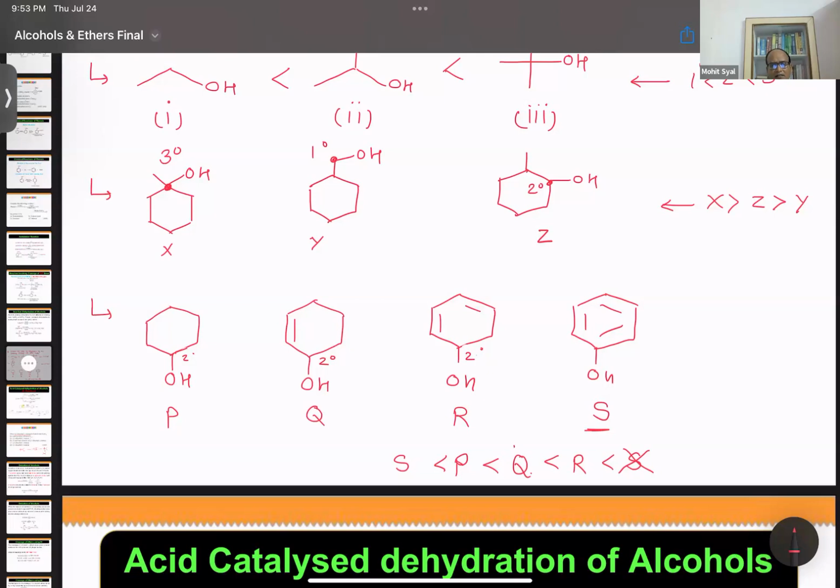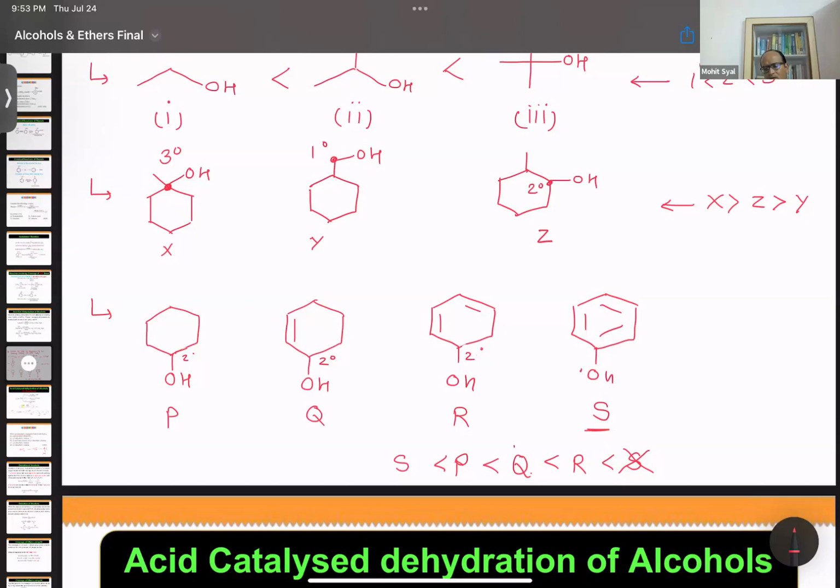Greater amount of double bonds are there, and these double bonds are actually stabilizing the carbon atom. Got it? Yes, so the more double bonds you have, the faster will be the rate of the reaction. That is clear. That is a very important, right point. But phenol will not get dehydrated. Why? What's the reason?